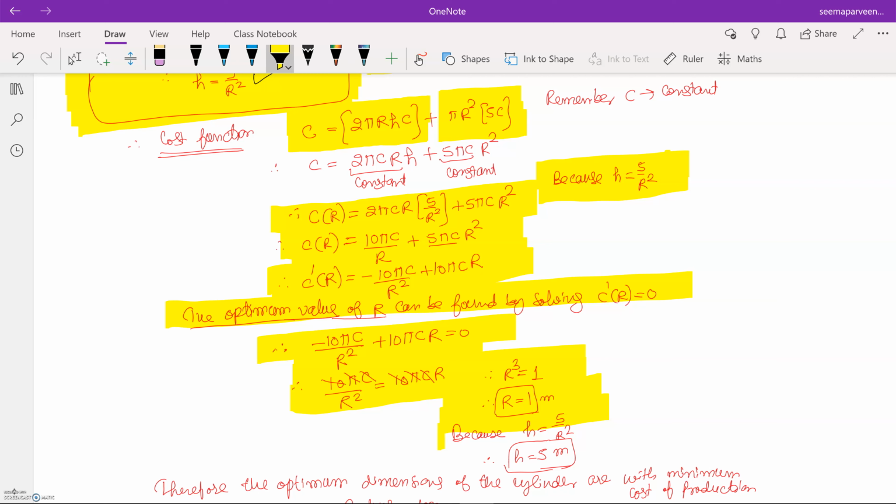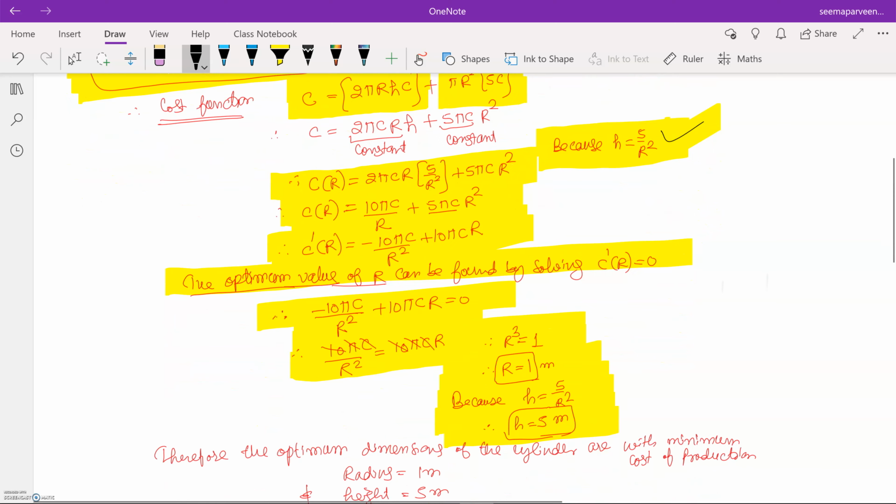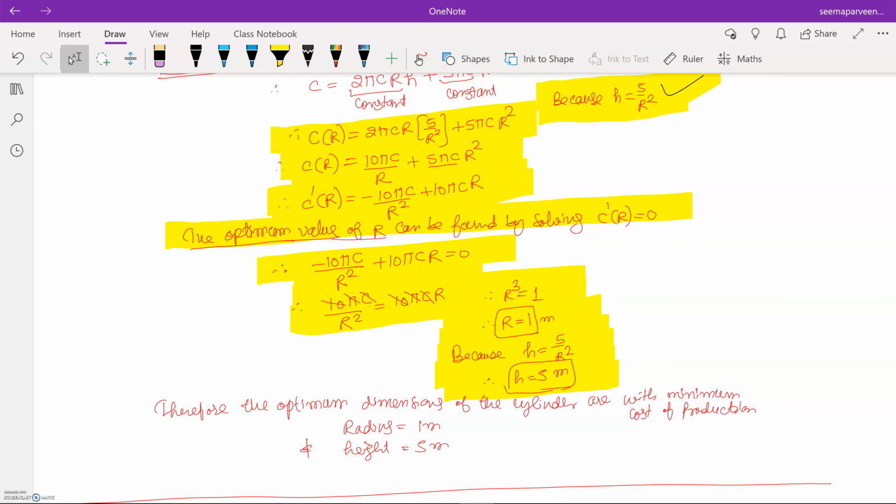And we already got the equation between height and radius. Therefore, if I substitute r equal to 1 into h equals 5 over r square, the equation we got in the beginning here, we get the optimum value for height equal to 5 meters. So the optimum dimensions of the cylinder to have the minimum cost of making the cylinder will be 1 meter as radius and height will be 5 meters. Now see, it's independent of the cost C.